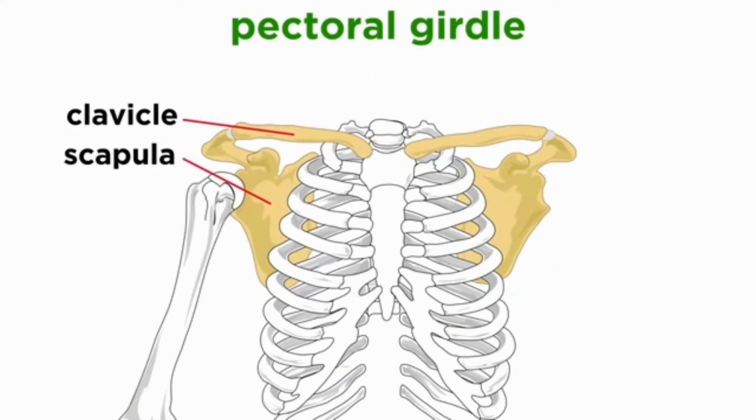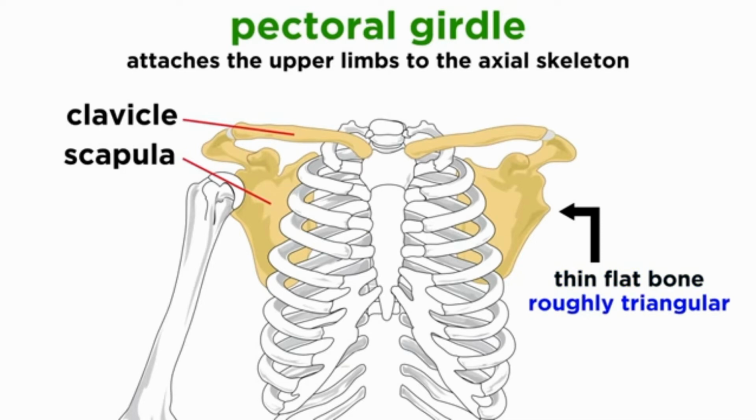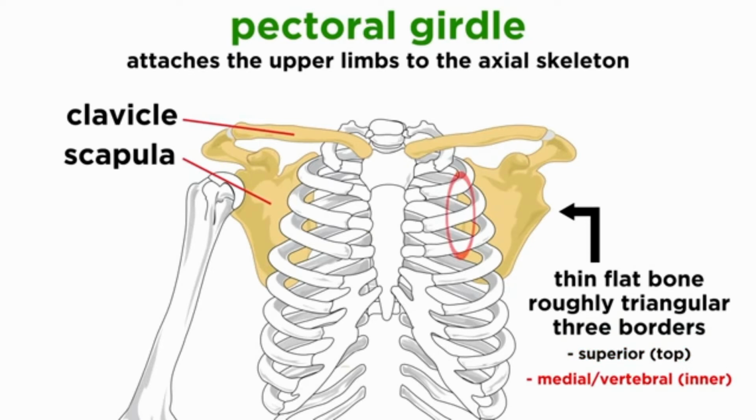Let's start with the pectoral girdle. This is comprised of the clavicle or collarbone and the scapula or shoulder blade, which together give structure to the shoulder, thereby attaching the upper limbs to the axial skeleton. The clavicle has a sternal end where it attaches to the manubrium and an acromial end, which joins the scapula. The scapula is a thin, flat bone, roughly triangular, and it has 3 borders: the superior, the medial or vertebral, and the lateral or axillary.